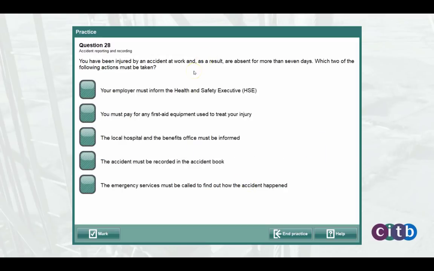You have been injured by an accident at work and, as a result, are absent for more than 7 days. Which two of the following actions must be taken? Your employer must inform the Health and Safety Executive, HSE. You must pay for any first aid equipment used to treat your injury. The local hospital and the benefits office must be informed. The accident must be recorded in the accident book. The emergency services must be called to find out how the accident happened.